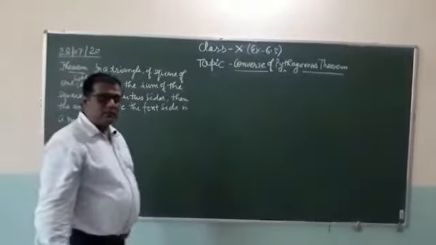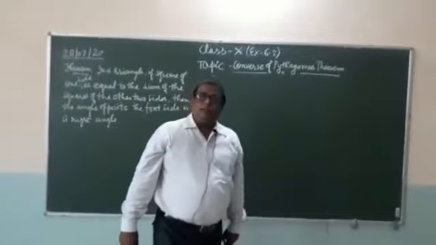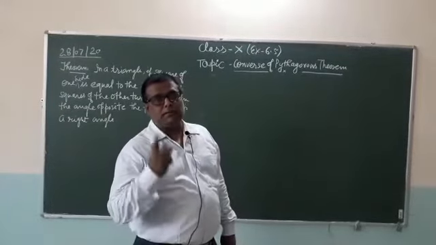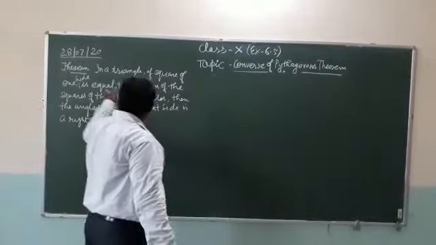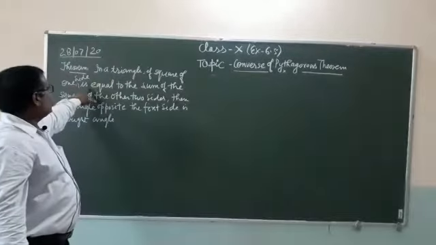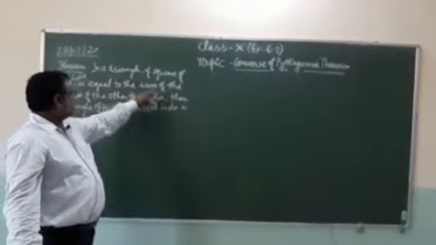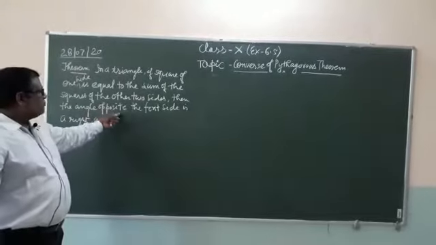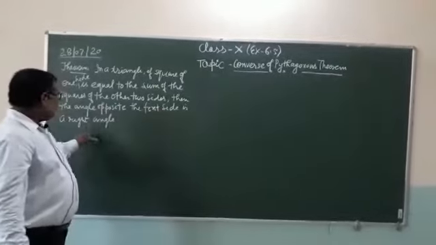Welcome students. Today's topic is the converse of Pythagoras theorem for class 10th. And what is the theorem? First of all, suppose that in a triangle, if the square of one side is equal to the sum of the squares of the other two sides, then the angle opposite to the first side is a right angle.